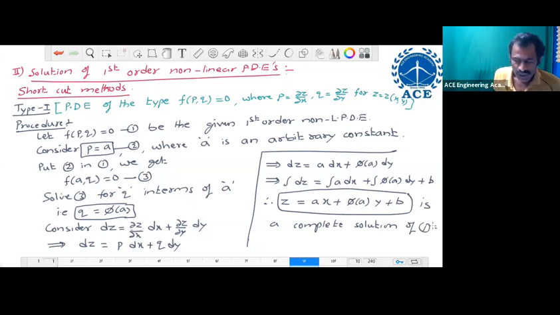The given first order nonlinear equation contains only p and q terms, no x, no y, no z. Then we do the problem in this way. Let us assume p equal to some arbitrary constant, substitute that in the equation and solve for q in terms of a, and substitute p and q in the total differential formula. In this total differential formula, our aim is finding z only. To find z, we consider this total differential. It is type 1. Now for this, we do one problem.